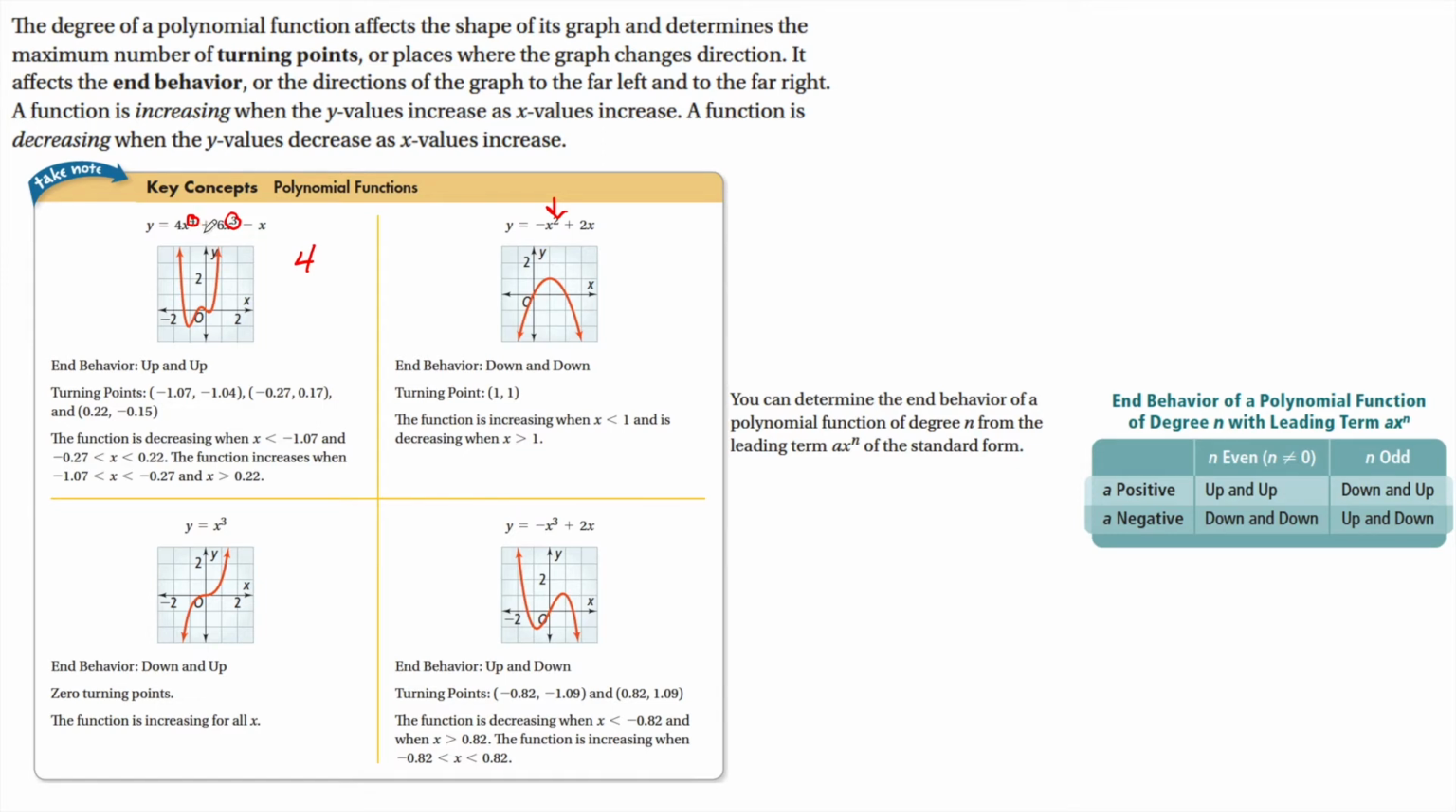The degree of a polynomial function affects the shape of its graph and determines the maximum number of turning points, or places where the graph changes direction. It also affects the end behavior, or the directions of the graph, to the far left or to the far right. A function is increasing when the y values increase as the x values increase, and a function is decreasing when the y values decrease as the x values increase.